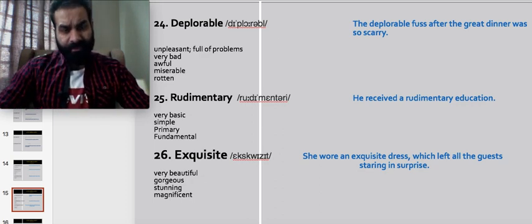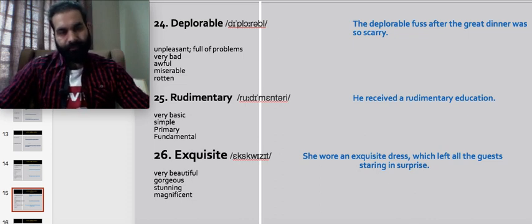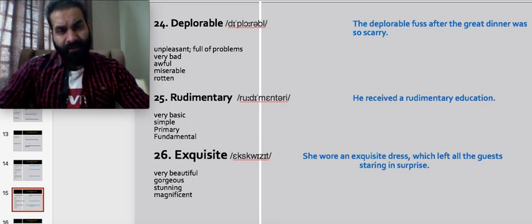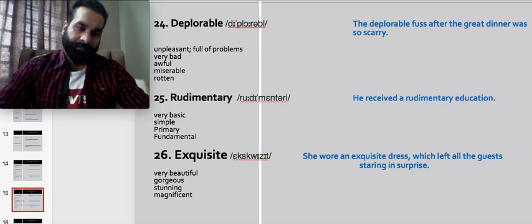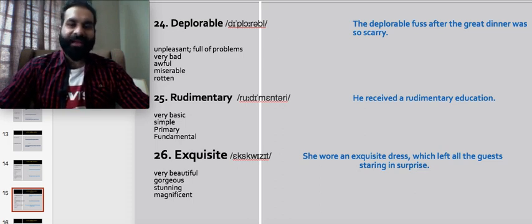The word is exquisite. That is very beautiful. Gorgeous. Stunning. Magnificent. You may keep making your own sentences. I'm just giving you a clue or a demo. She wore an exquisite dress which left all the guests staring in surprise.